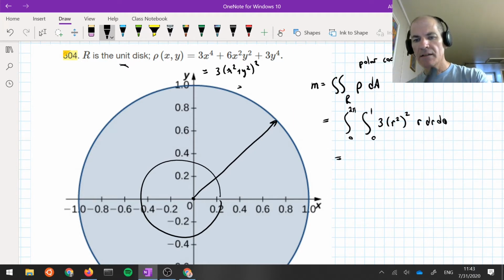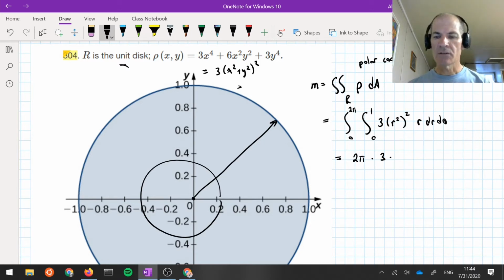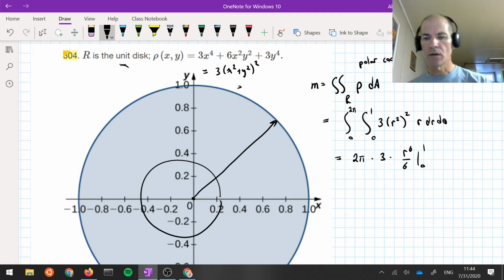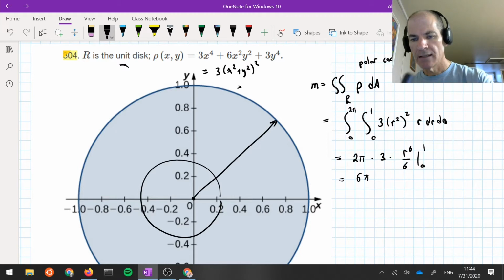There's no theta in this expression, nor in the limits of integration, so we can immediately introduce a factor of 2 pi for the theta integration. And there's a factor of 3 that just carries along from the constant in the density function. And we're left with r to the 5th, which we would integrate to get r to the 6th over 6 and evaluate from 0 to 1. That would lead us to 6 pi times 1/6, which is just pi.